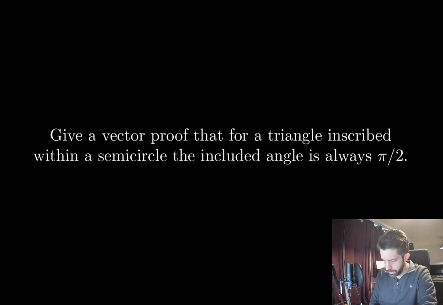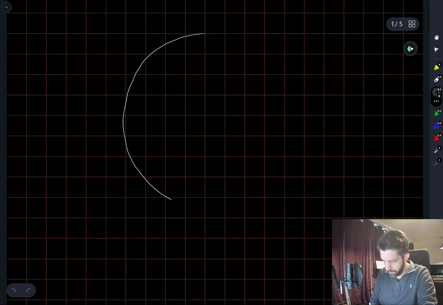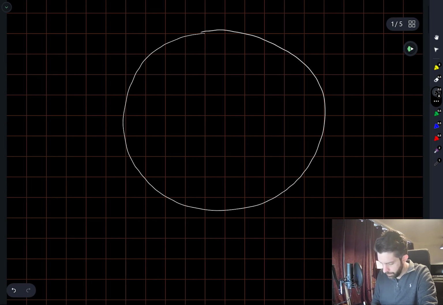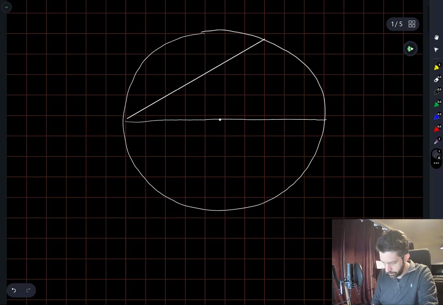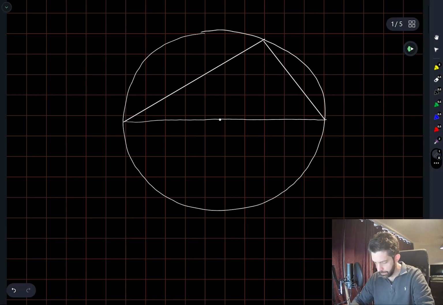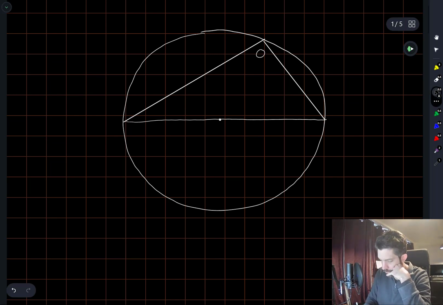So we'll start with drawing a picture. This is a well-known theorem. If I have a diameter of a circle, and if I draw any triangle such that two of the vertices are at endpoints of this diameter, and the third vertex is on the circumference of the circle, then it doesn't matter where this point is, the angle here will always be pi over 2, or 90 degrees. Let's call this angle theta.